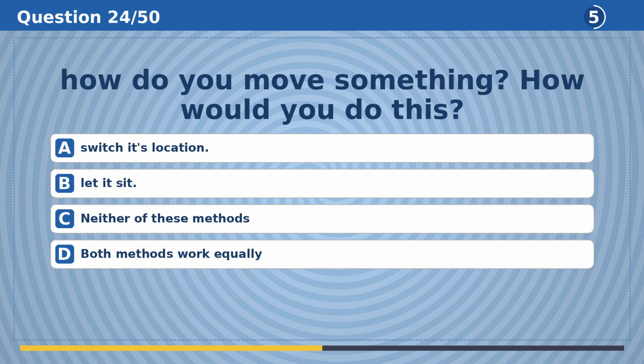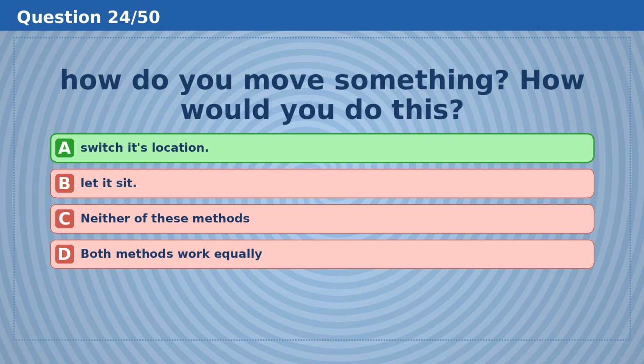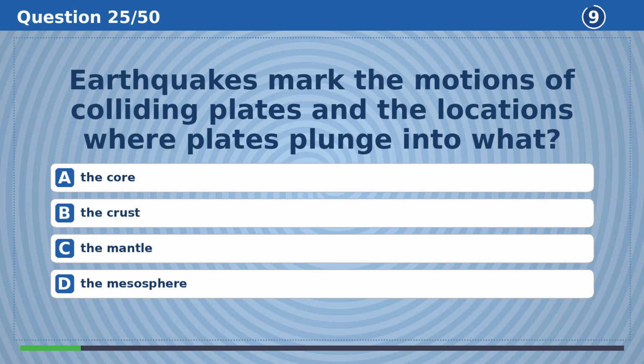How do you move something? How would you do this? The answer is A, switch its location.